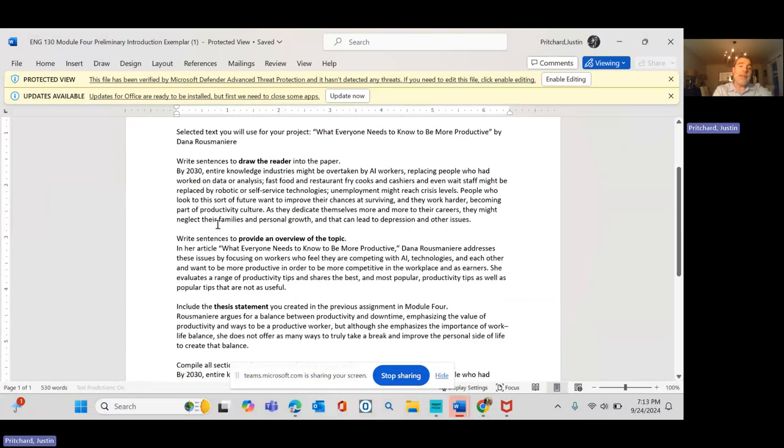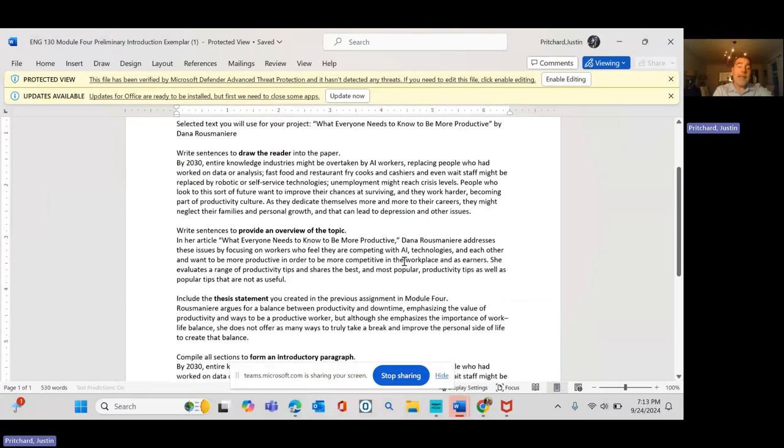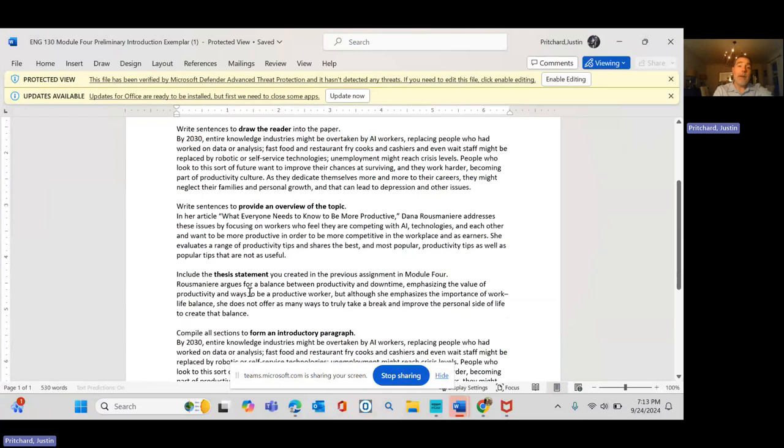And then it transitions. So you go from grabbing your audience to giving a little bit of background. Here's my topic, right? The article, What Everyone Knows to Be More Productive, addresses these issues by focusing on workers who feel they're competing with AI. And then finally, we take the thesis statement that we've already built and we put that at the bottom.